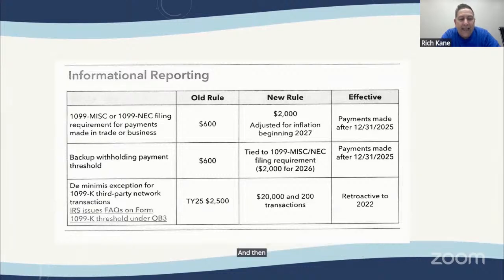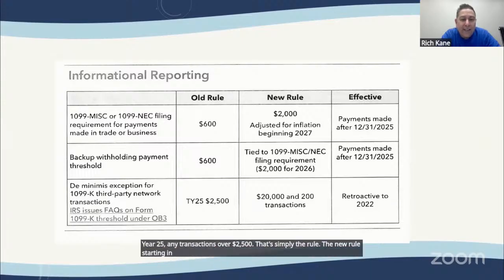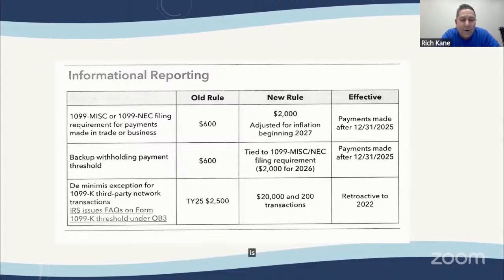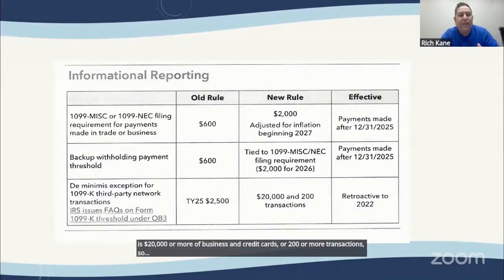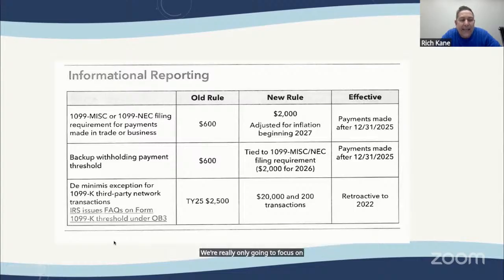And then our infamous 1099-K, that deals with credit card processors. They have to report. The rule for tax year 2025 is any transactions over $2,500. The new rule starting in 2026 is $20,000 or more of business on credit cards or 200 or more transactions. I'm going to explain what a 1099-K is and why it's important for us to understand it, so we don't duplicate our efforts. We're really only going to focus on the MISC and the NECs.